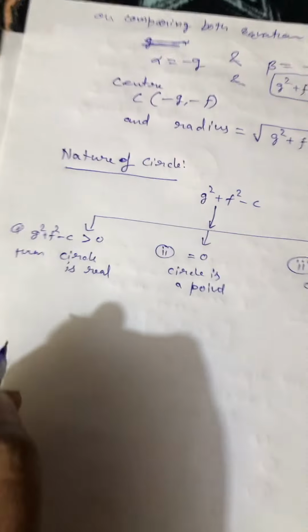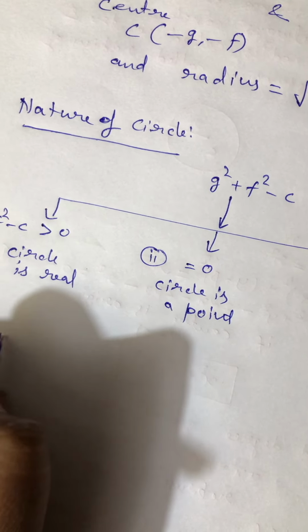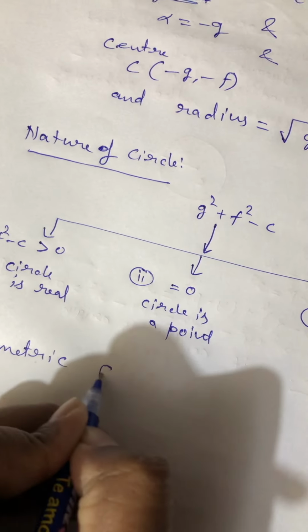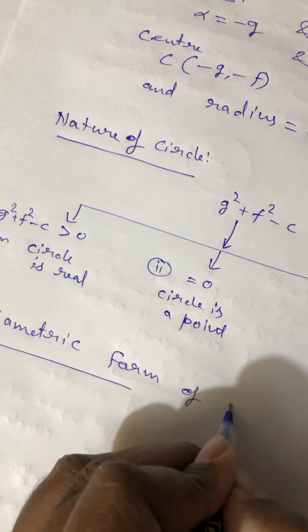Next we move forward to the diametric form of the circle.